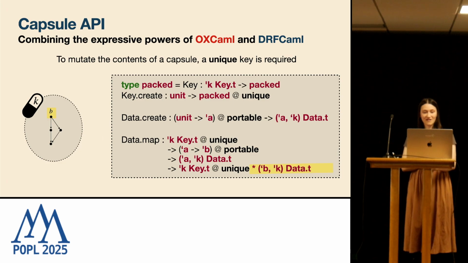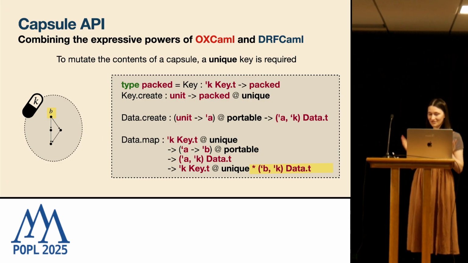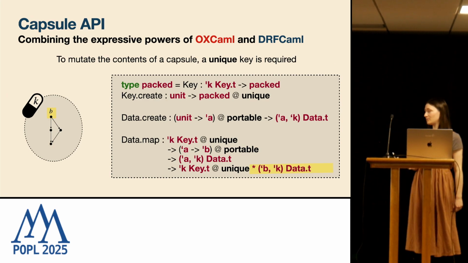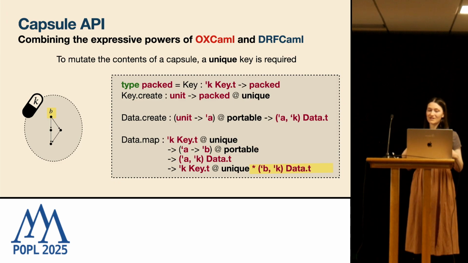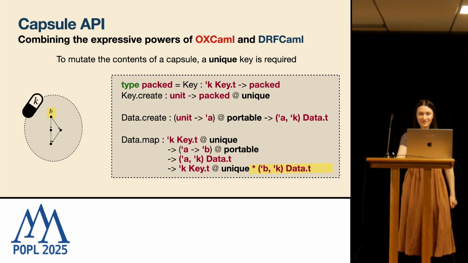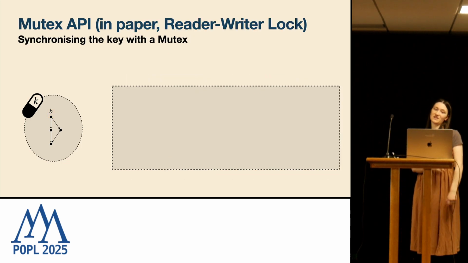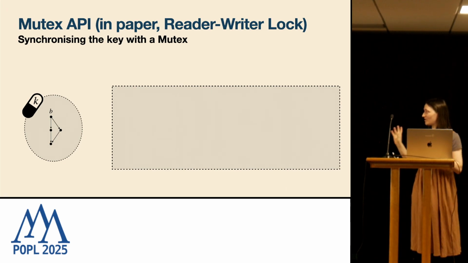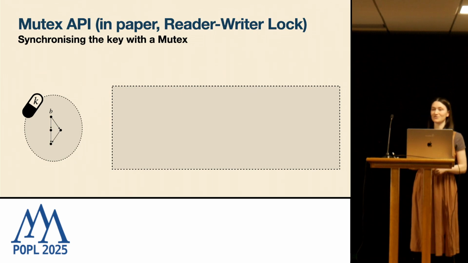So this is great. The uniqueness of the key will guarantee only one thread can mutate the capsule at any one time. However, what's missing now is the actual synchronization of the key. We want multiple threads to get the key. And this is going to be handled by the mutex API. Note that in the paper, we present a more general reader-writer lock API, but for simplicity, I'm just going to stick to the mutex API.